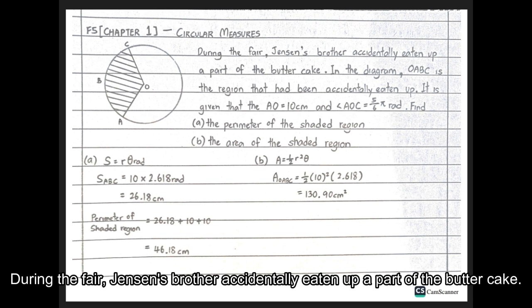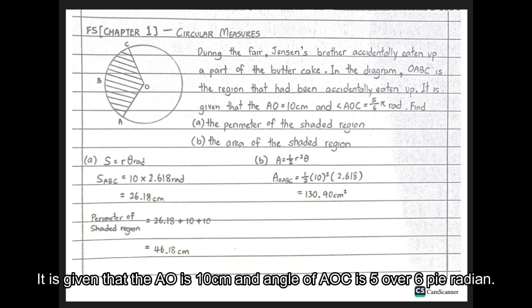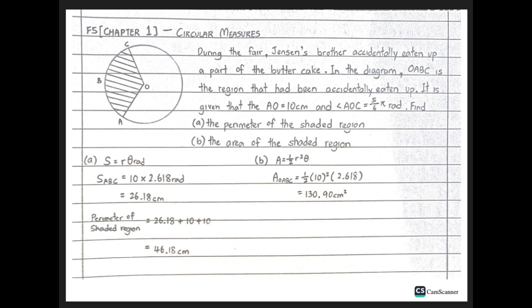During the fair, Jensen's brother accidentally ate up a part of the butter cake. In the diagram, OABC is the region that had been accidentally eaten up. It is given that AO is 10 cm and angle AOC is 5/6 pi radian. Find the perimeter of the shaded region and the area of the shaded region.